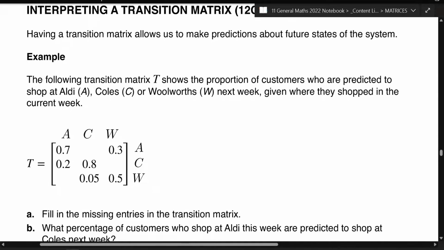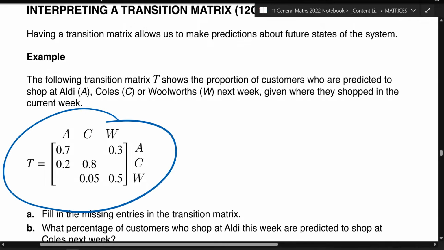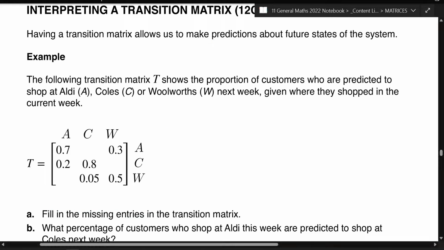Actually, before we get into that, a transition matrix. The point of it is that it helps you make predictions about future states of a system. They're basically there to help you predict where people might move to, what the new number might be, depending on what happened this week, or on this particular day.